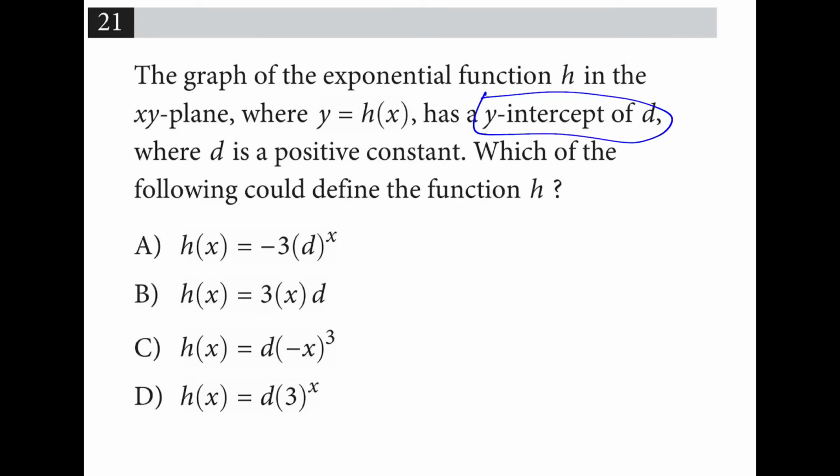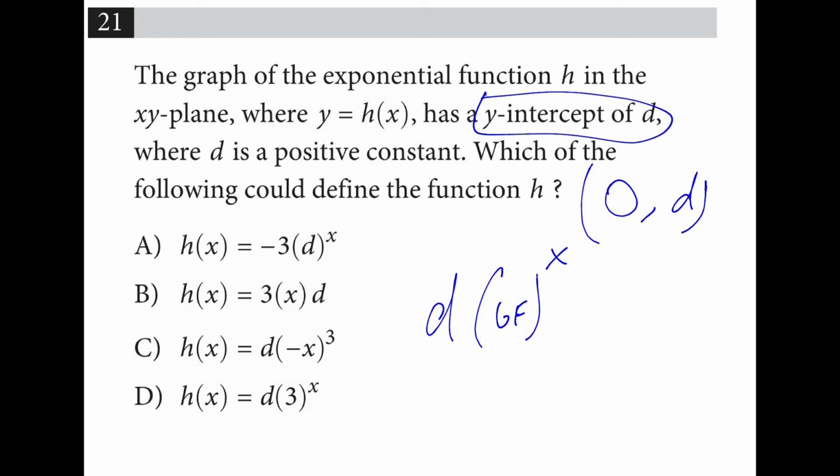So if there's a y-intercept of d, that means when x is 0, y is d. Which means if I plug in 0 for x and that part goes away, my starting value is d. So there's some growth factor to the power of x with an initial starting value of d. The only one that has that is this one.